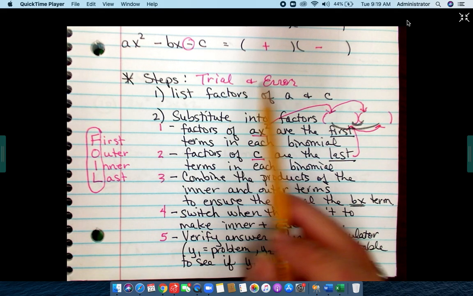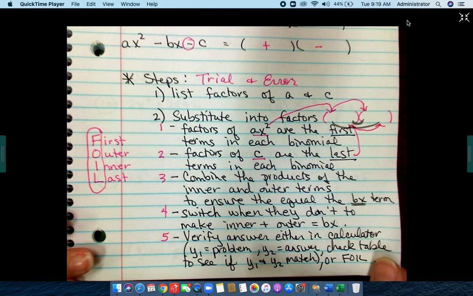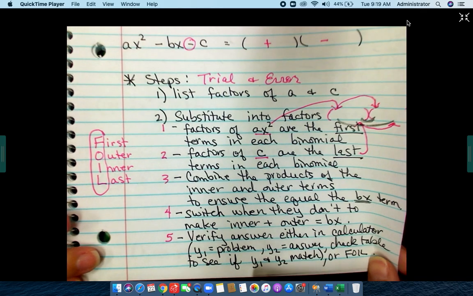This method is called trial and error. There are several other methods for factoring trinomials, but I have found in my 20 years of teaching that when students learn tricks, they tend to forget the tricks, and I'd rather teach you why we do what we do, because I find that when students understand the logic, they figure things out a lot faster because it's like a puzzle piece. So I enjoy these types of problems.